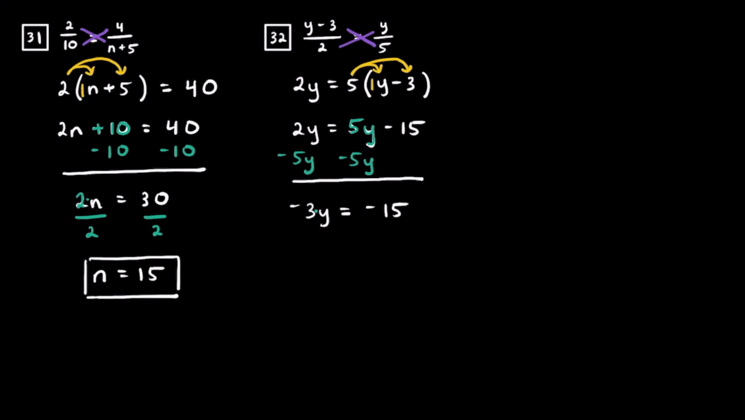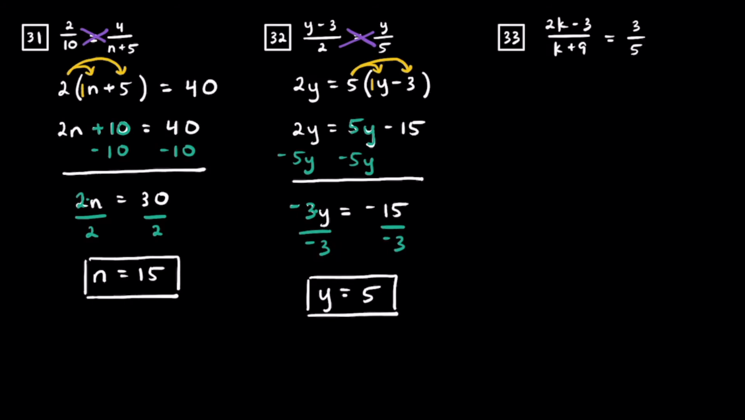To get this y alone, let's take care of this negative 3 as a coefficient and divide by negative 3 and divide by negative 3. So we get 1y, or positive y, is equal to positive 5. There's our solution. For 33, here's another proportion, and it looks like we have variables on both cross products.